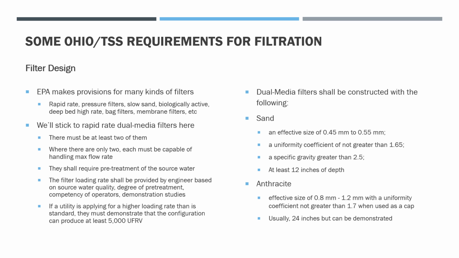There has to be at least 2 of them, and where there are only 2 filters, each must be capable of handling the max flow rate. So in other words, you're a small plant, you have 2 filters, one of them has to be able to handle all of the flow rate for the day, or for the instantaneous flow rate. Filters have to be handling water that is pre-treated, when the source water has to be pre-treated with chemicals before you filter it.